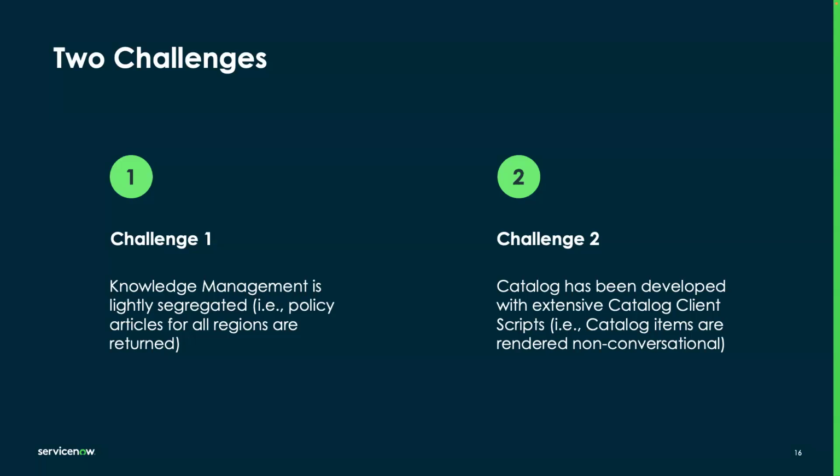So the net of what I would like you to gather from this slide is these major challenges. Is my knowledge where we want it to be? Is it segregated enough that we're comfortable with it? If so, we're able to move forward and can refine even more using things like result improvement rules. Secondly, where's our catalog? Do we have a lot of catalog client scripts? Do we have a lot of scripted UI policies? If we want to make all of our catalog items conversational, we have to make that a focus as part of our project.